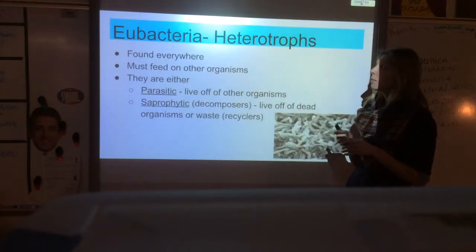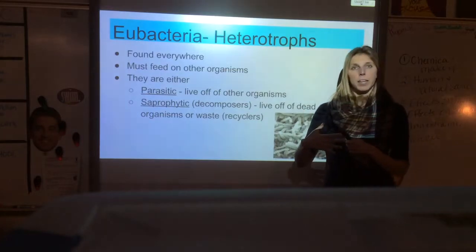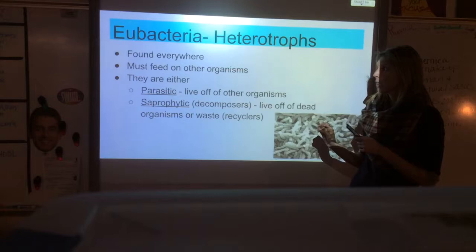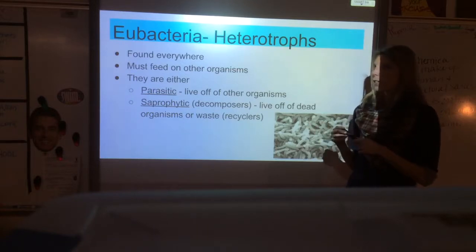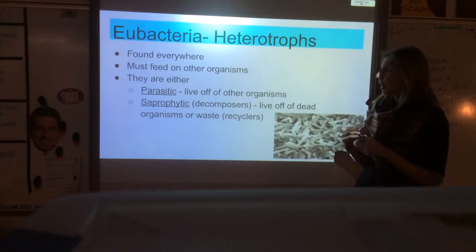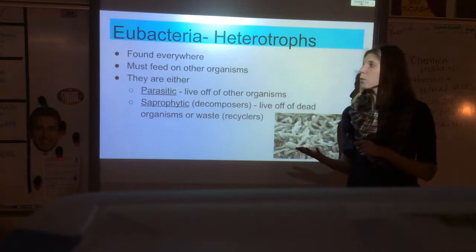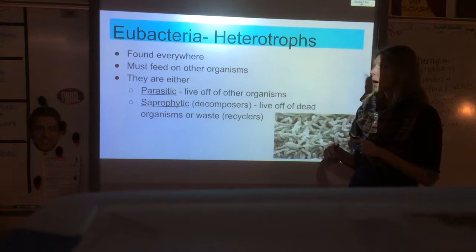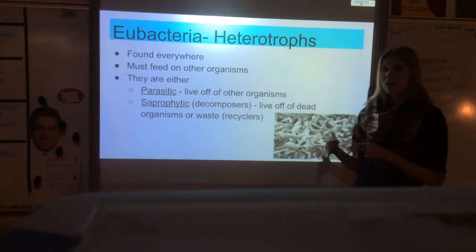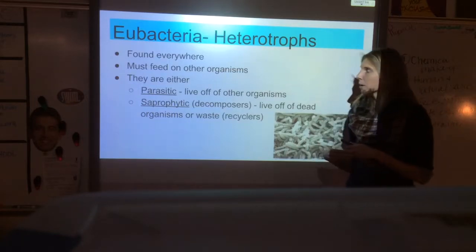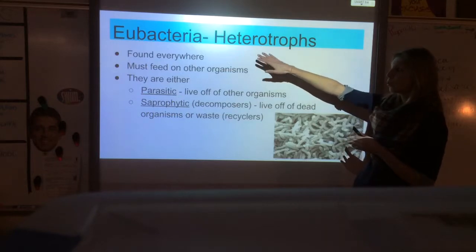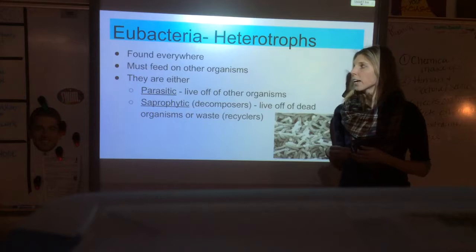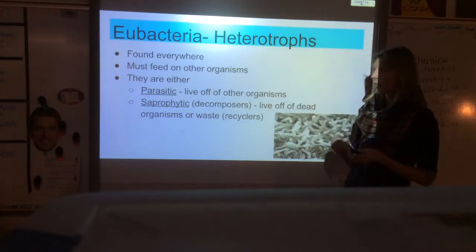All right, we are now going to move into our other type of kingdom, which is the eubacteria. In this particular kingdom, we find a couple of different types of bacteria. We find some that are heterotrophs, and then we have some that are autotrophs as well. So eubacteria, they are found everywhere. They are those that are heterotrophs. They do not make their own food, so they need to go and find it. So they must feed on other organisms.